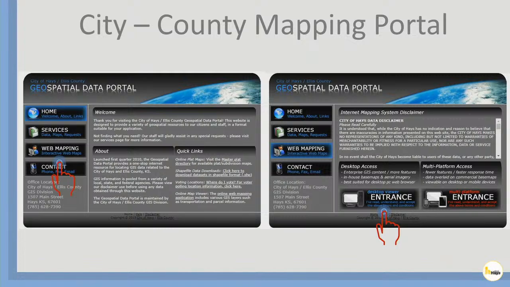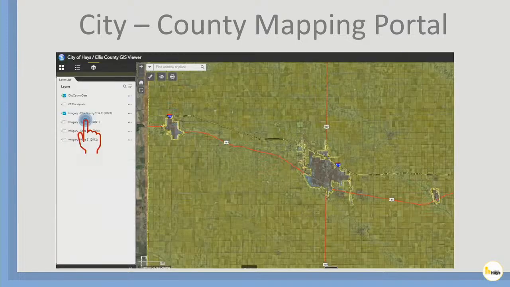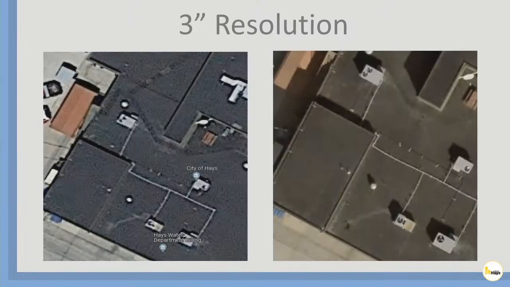One of the things that Eamon is going to look at in the future is a little different branding to maybe mesh more with the city and county websites, but at this time, it is its own unit. So on the left, you see there's a portion called web mapping that you go to, and then from there you use the desktop entrance if you're using a PC, or the multi-platform entrance if you're using a mobile device. When you get in, the 3-inch aerial photography that was flown in 2023 is the base layer. So you will click, or you don't have to click. When you load, it is the base layer.